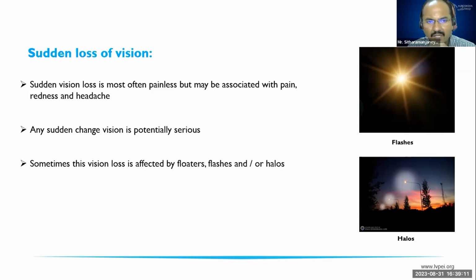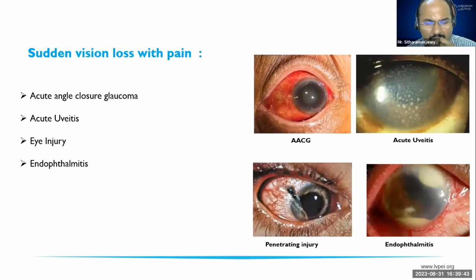Sometimes this vision loss is accompanied by floaters, flashes, and halos around the light. So whenever a patient comes to you in the vision center saying sudden loss of vision, you can ask them whether they had any floaters, flashes, or halos associated with the sudden loss of vision or before it. These are the common symptoms patients may notice. Let us now see some of the conditions which are associated with pain.